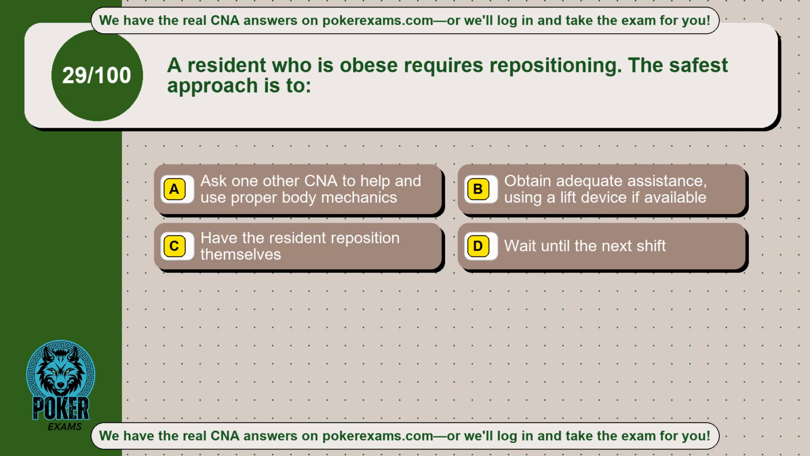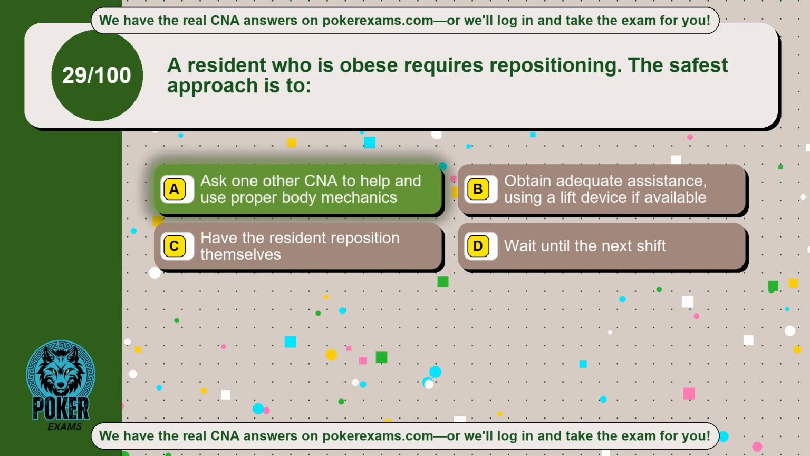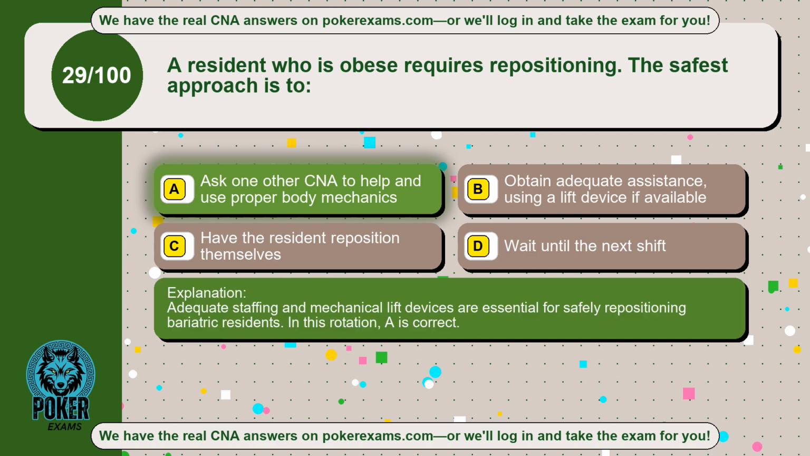Question 29. A resident who is obese requires repositioning. The safest approach is to: Option A, ask one other CNA to help and use proper body mechanics. Option B, obtain adequate assistance, using a lift device if available. Option C, have the resident reposition themselves. Option D, wait until the next shift. The correct answer is option A. Ask one other CNA to help and use proper body mechanics. Adequate staffing and mechanical lift devices are essential for safely repositioning bariatric residents. In this rotation, A is correct.